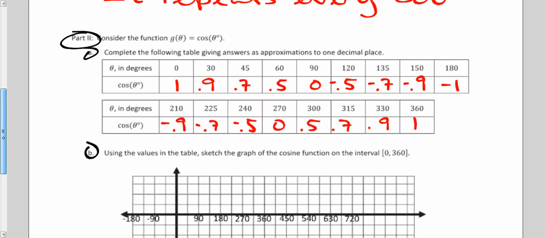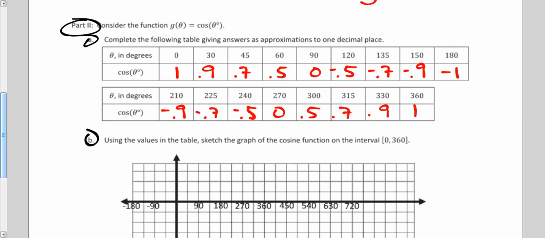So let's graph this and see how it changes. Again, just like before, we're going to start at 0. And when theta is 0, my function equals 1. So that's right here. And then when theta is 30 degrees, it goes down to 0.9, so right about there. 45 is 0.7, 60 is 0.5, and 90 is 0.